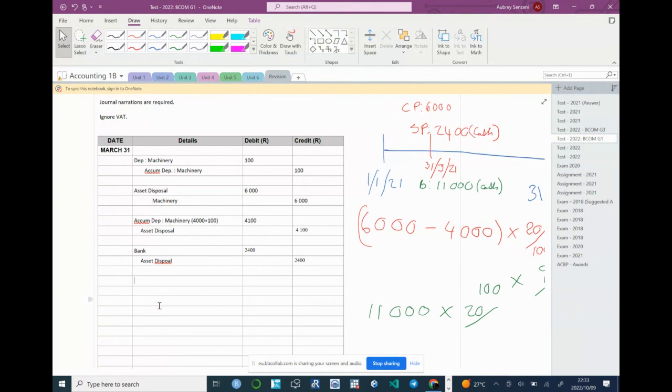A profit of 500. So what are we debiting? What are we crediting? If we made a profit, is that an income or an expense? What do we do with our income? We credit. All right. So that means we're obviously debiting asset disposal.